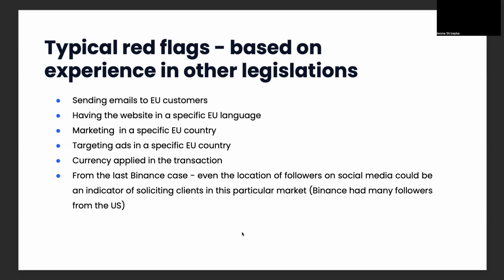And from the last Binance case, here I would like to say that I find this a pretty harsh interpretation and I absolutely disagree with it. But just so you know, in the recent complaint of the SEC against Binance US, it was stated that even the location of followers on social media could be an indicator of soliciting clients in this particular market. Binance Global, not Binance US, had many followers from the US, which, in my opinion, it wouldn't be normal business practice to filter out and then remove those from a specific jurisdiction. Plus, followers do not automatically equal clients.